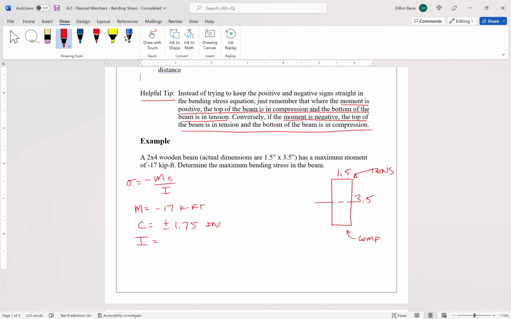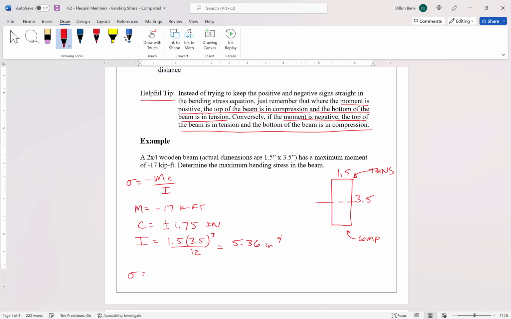Finally, we've got to figure out the moment of inertia of this beam. It's rectangular, right? BH cubed over 12. So 1.5 times 3.5 cubed over 12 is 5.36 inches to the fourth, right? This is a very basic example. Pretty much everything was given to you. At this point, all we have to do is plug and chug, okay?